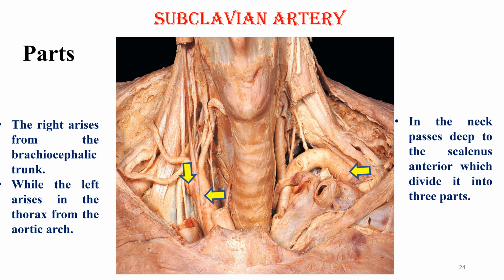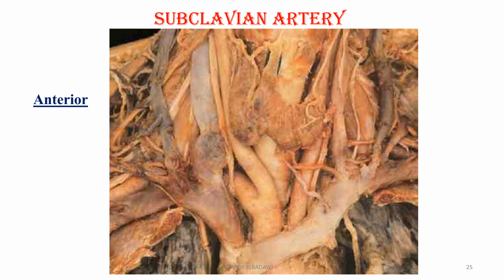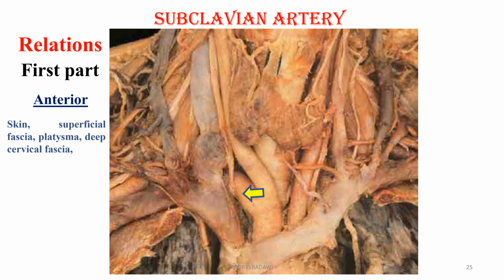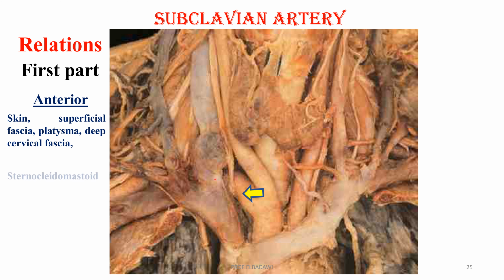In the neck, it passes deep to the scalenus anterior, as we said, to divide it into three parts: the first part, the second, and the third part. That is the scalenus anterior here. Now, for the relations of this artery, let's start with the first part, that is the first part here. Anterior to it will be skin, superficial fascia, platysma, and deep cervical fascia, and the sternocleidomastoid, which is crossing from medial to lateral up here.